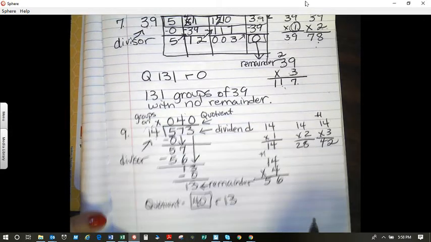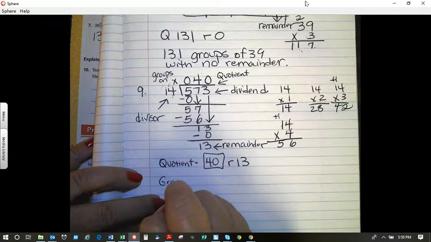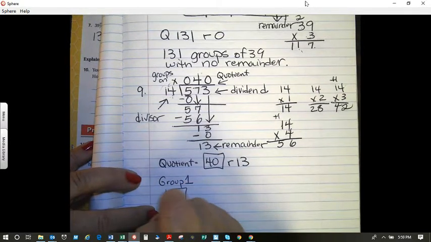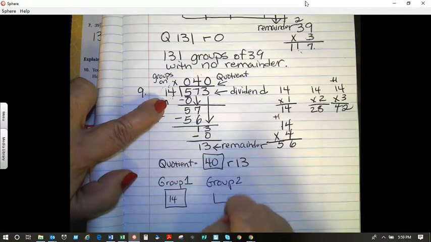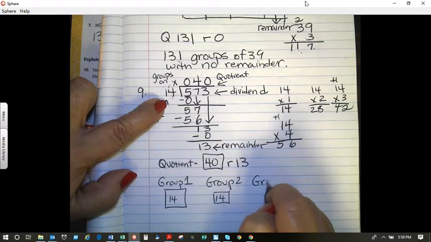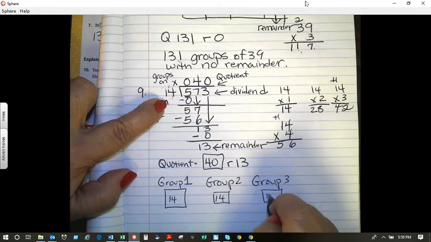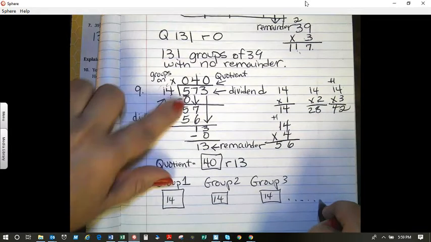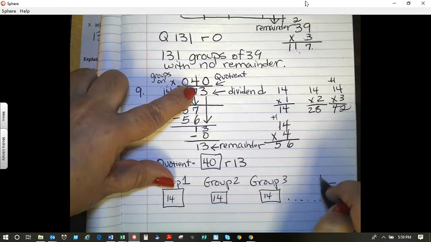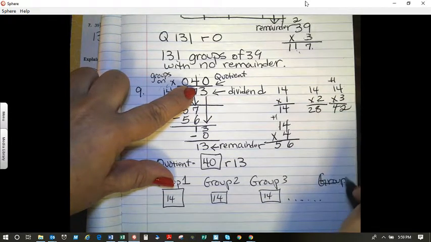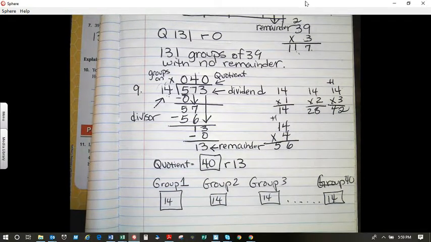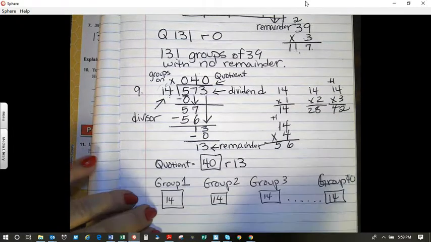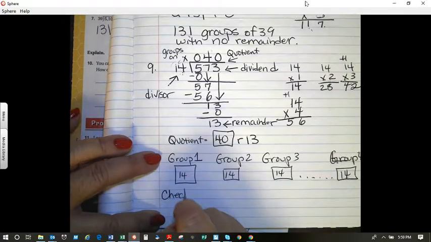So if you wanted to draw a picture, you have group 1. And in group 1, you have 14. Group 2, you have 14. Group 3, you have 14 of whatever it is. And it goes on till you get to group 40. Oops, I should have written group 40. And in group 40, you have 14. None's left over because they're all divided into equal parts. So then if you were multiplying 40 times 14, so I'm going to check my work. I didn't do it on the other ones, but you were needing to. Check work.